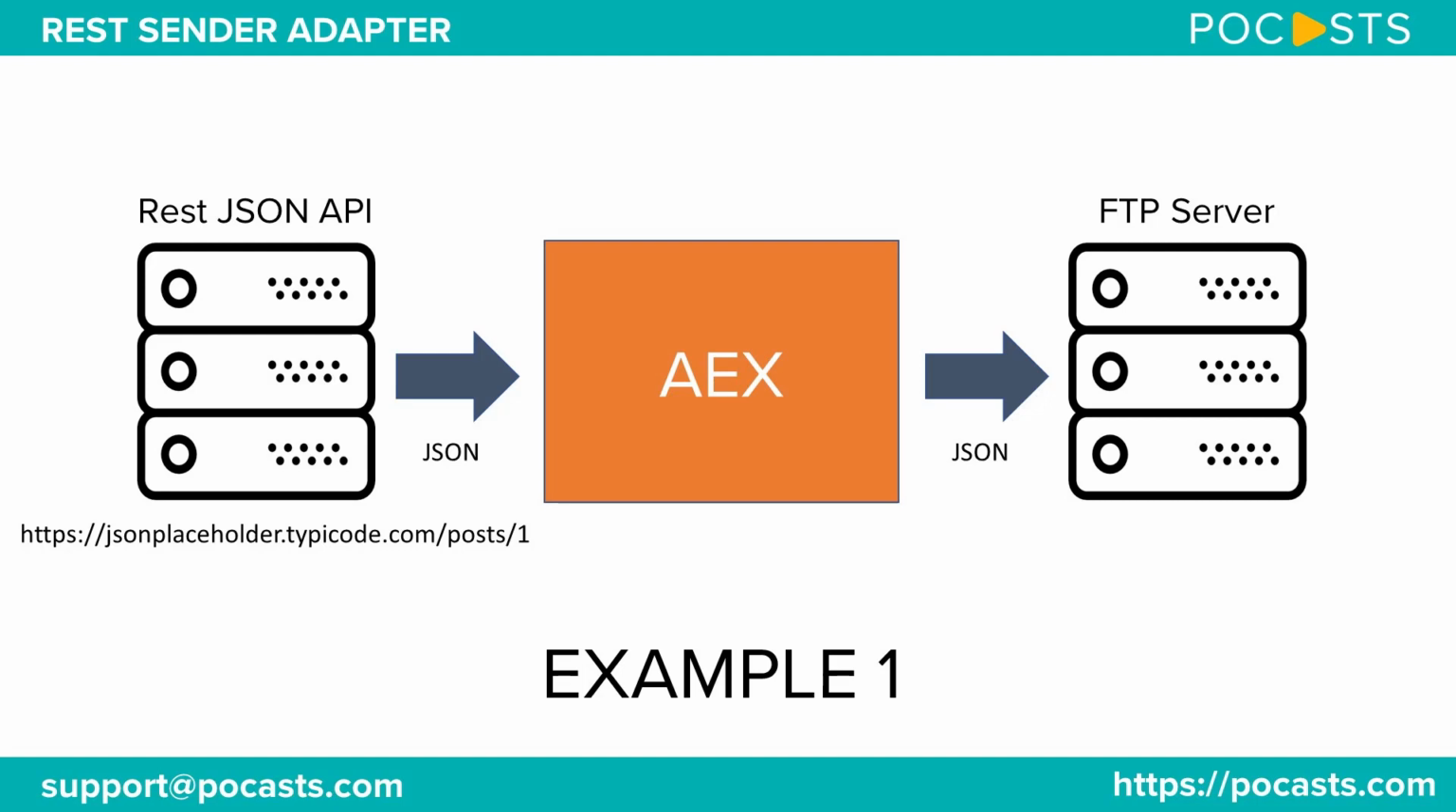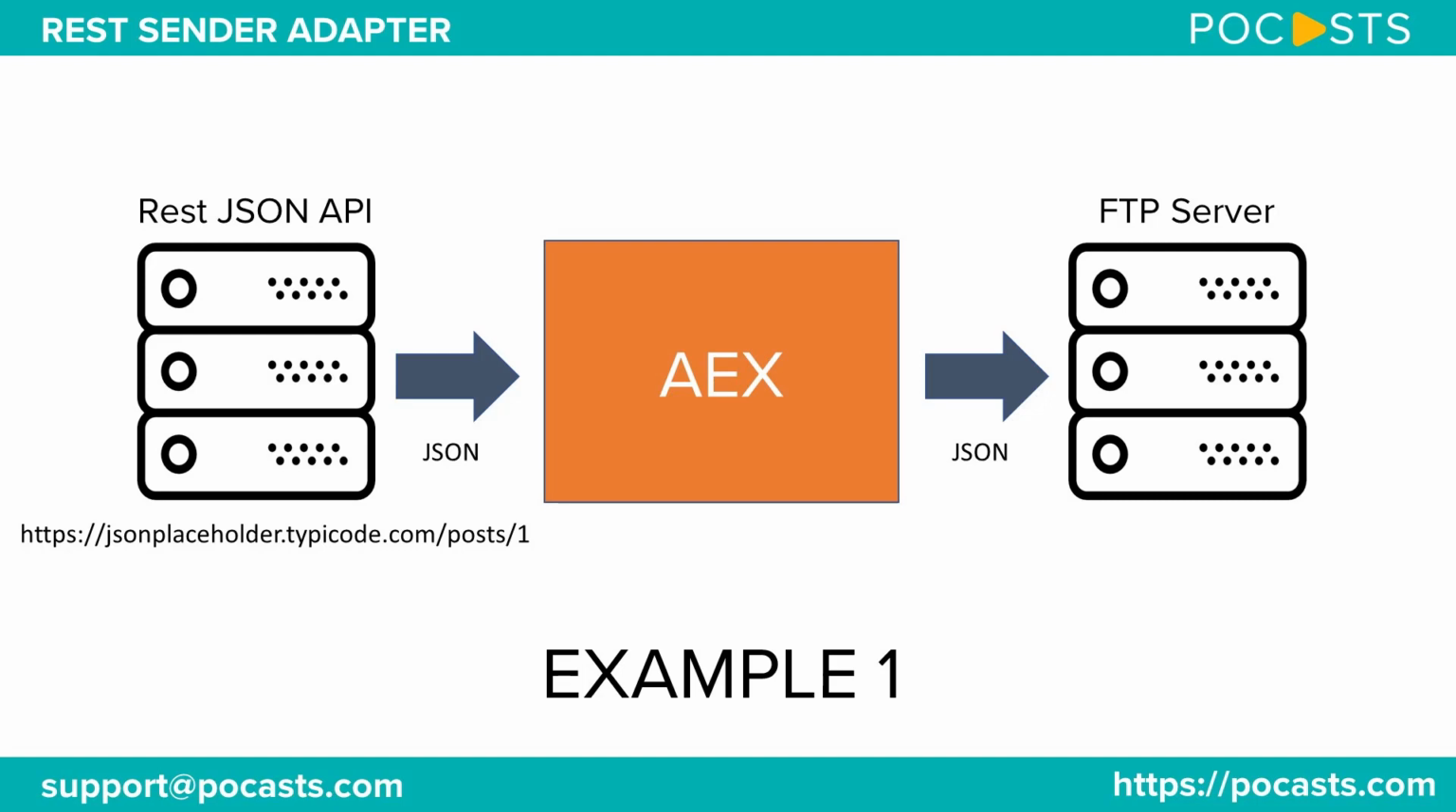We will use the AEX sender adapter to poll this URL using the REST adapter, and then we'll retrieve the data that's available using this URL with the GET method. And once that is inside the AEX, we'll just pass it through and save the data in the FTP server. And I'm calling this example 1. As we proceed in the next section of the interface development, I'll call it example 2.